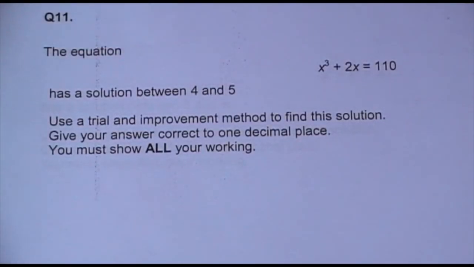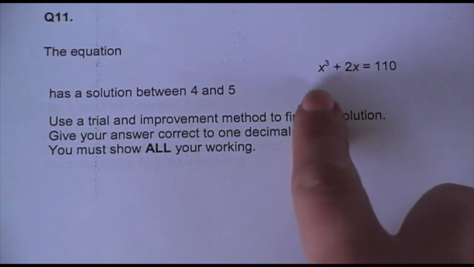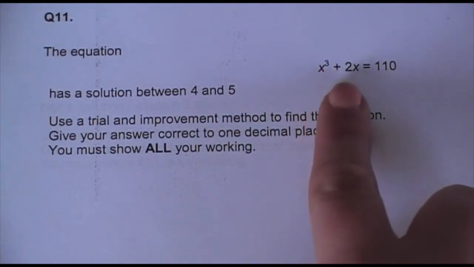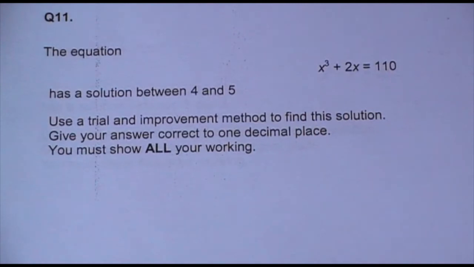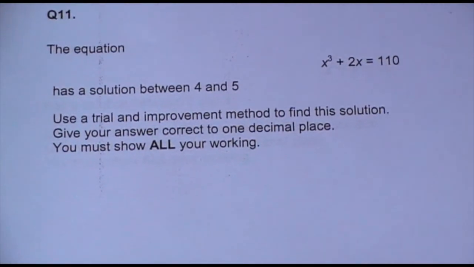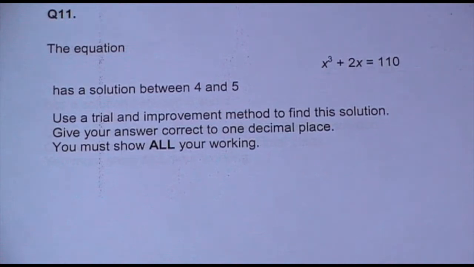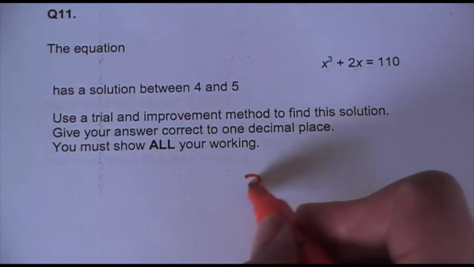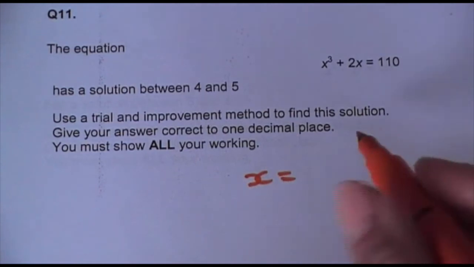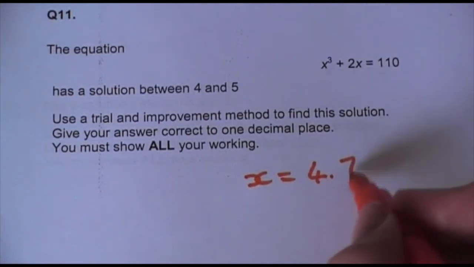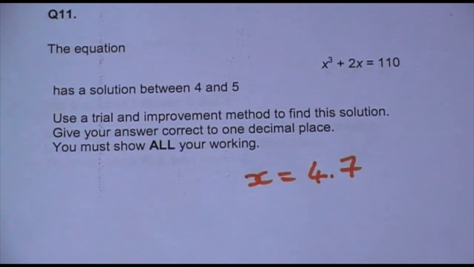Here's one for you to try. In case you can't see it very well, the equation is x cubed plus 2x equals 110. The solution is between 4 and 5. Give it to 1 decimal place. Press pause, have a go. When you're ready, press play, and I'm purely going to give you the answer to x. Okay, so in this case, once we've done all our working out, we'll end up with x equals 4.7.